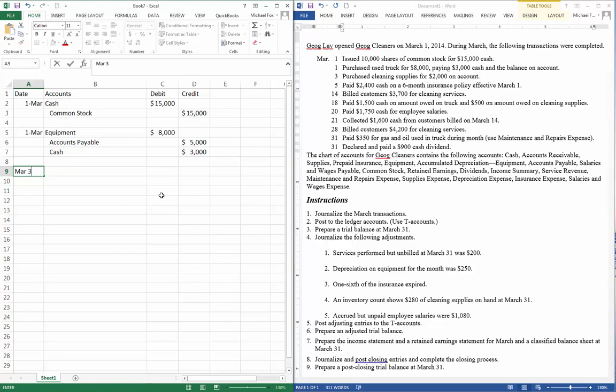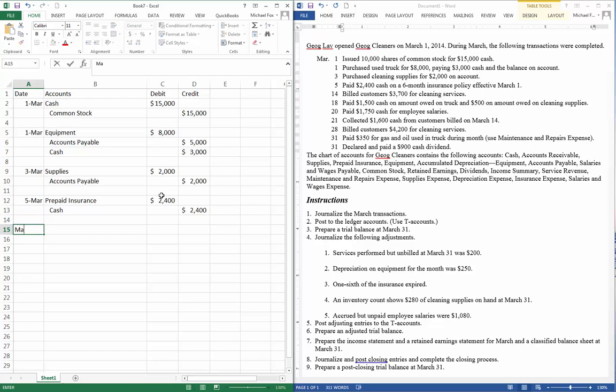On March 3rd, purchase cleaning supplies for $2,000 on account. So our supplies asset will increase by $2,000, and our accounts payable liability will increase by 2,000. On March 5th, paid $2,400 cash on a 6-month insurance policy effective March 1st. So our prepaid insurance, that's an asset, will increase by $2,400, and our cash asset will decrease by $2,400.